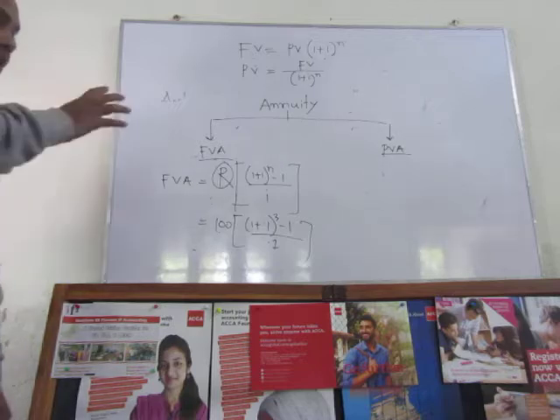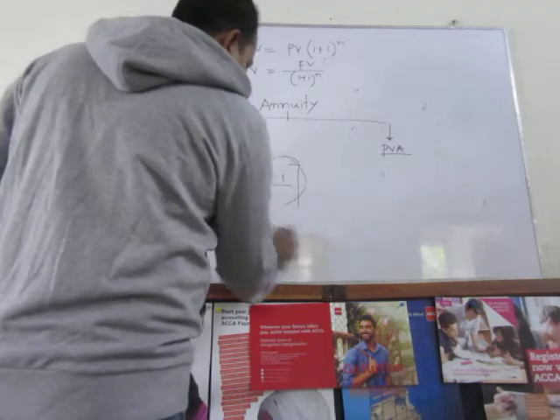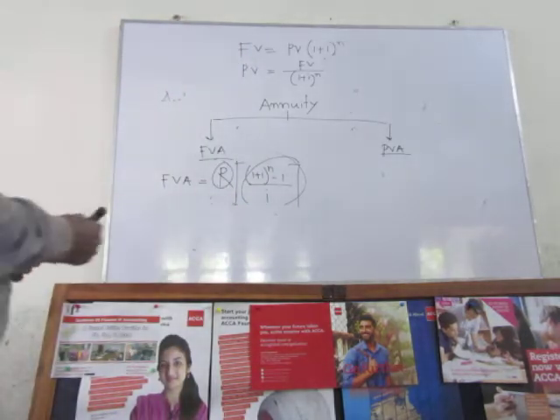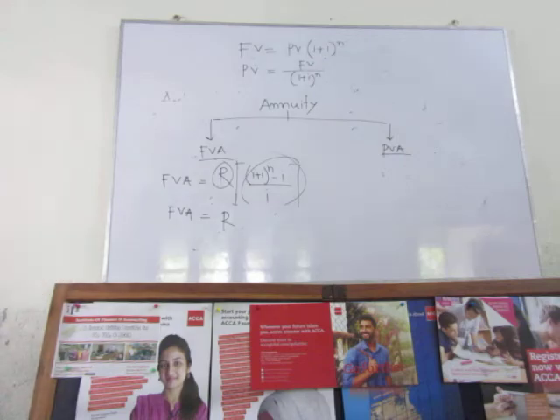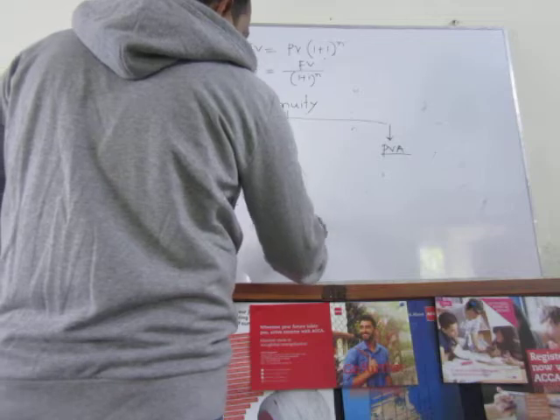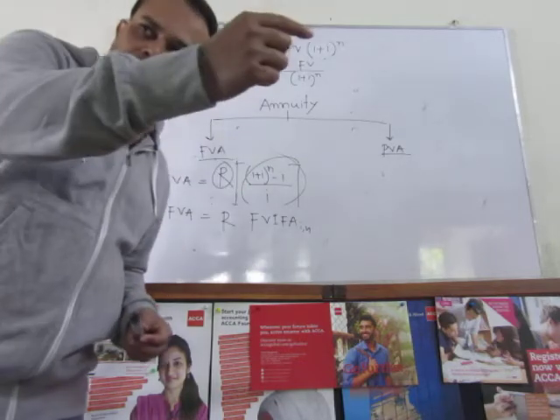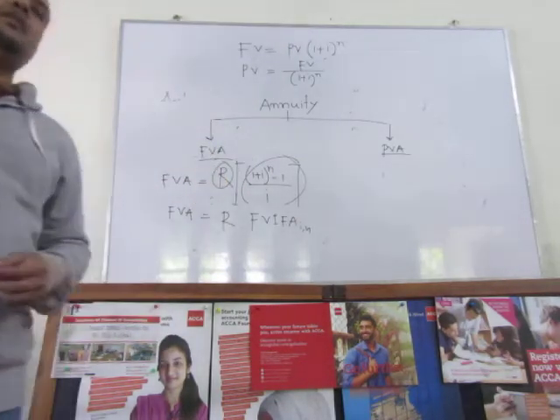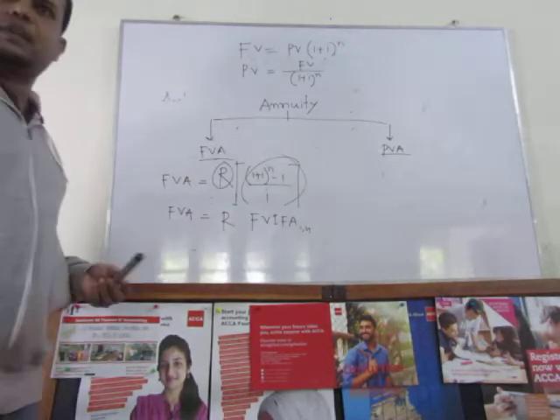On the other hand, there is a standard table, which is called the future value annuity table. That means it will provide you the value of this portion. So we can use the formula: future value annuity equals amount of installment times future value interest factor annuity (FVIFA). Initially it was future value interest factor, now it is future value interest factor annuity. Clear? So by using the standard table you can find out the value and multiply it with the amount of installment, and you can find out the future value annuity.